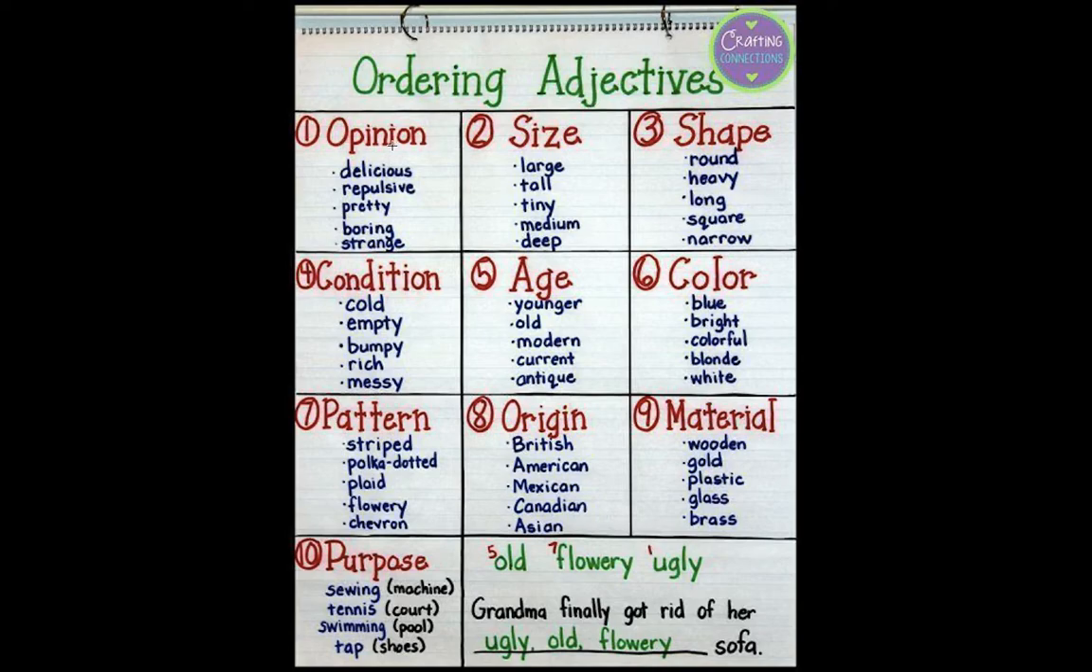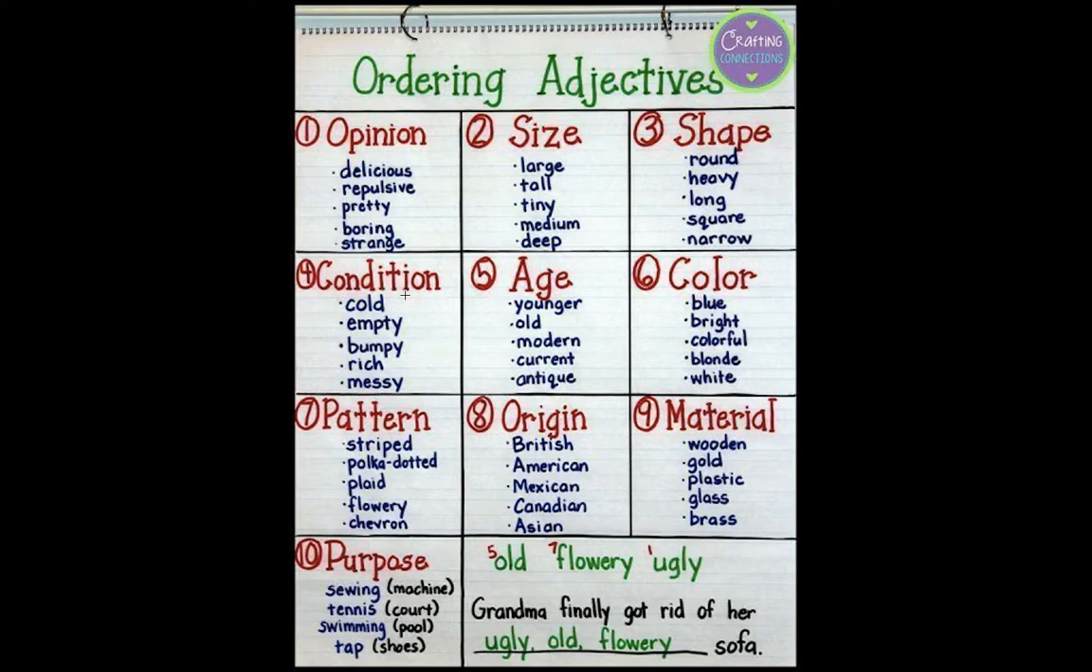First, we have to write adjectives that talk about opinion. Primero tenemos que escribir adjetivos que hablen acerca de opinión. For example, delicious, repulsive, pretty, boring or strange. Then we have size. Luego tenemos que escribir adjetivos que hablen acerca del tamaño. Large, tall, teeny, medium or deep. Then adjectives that talk about shape. Shape is forma. Round, heavy, long, square, narrow.